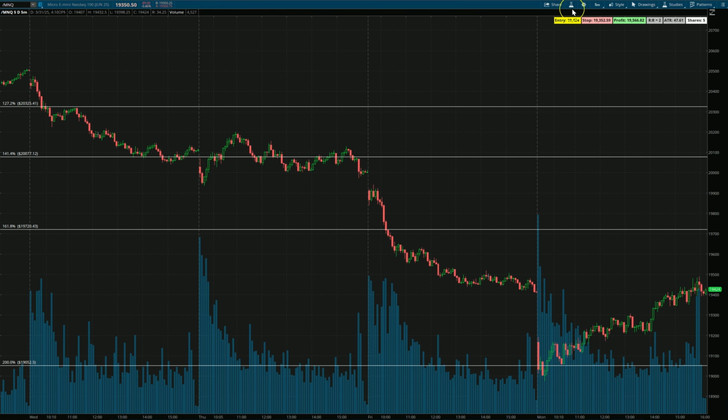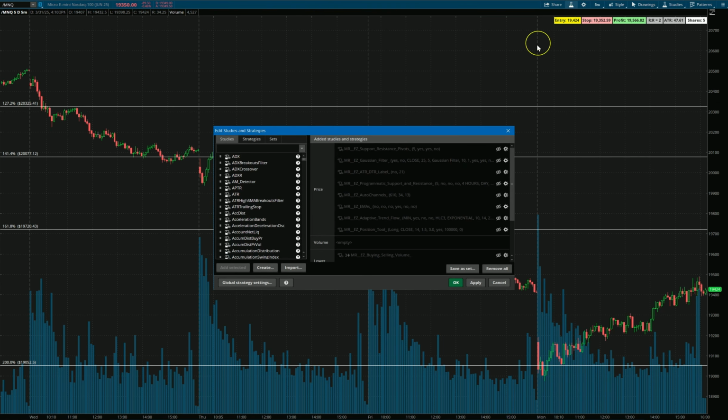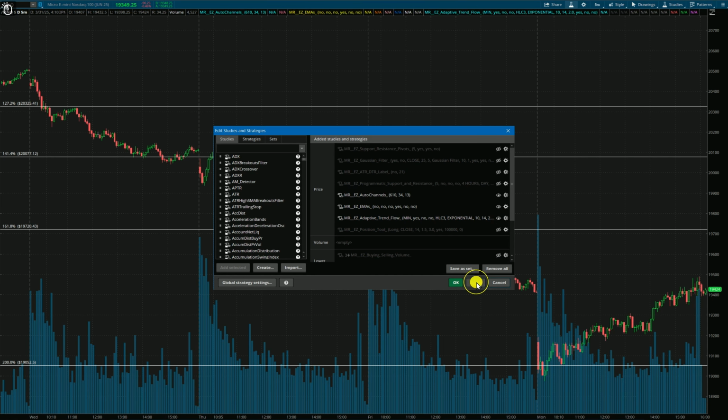So I'm going to throw in some additional studies. We'll put the auto channel back, first thing we always do, to get that sense of trend right away. We're going to put the EMAs back, and in this case just the 233, nothing else, and we're going to put the adaptive trend flow back. And then we'll have the chart that we had before.